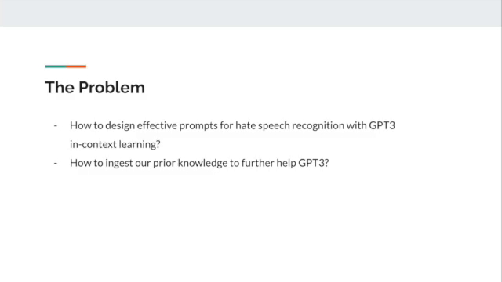Therefore, we will focus on two problems in this presentation. The first is how we can design effective prompts for hate speech recognition with GPT-3 in-context learning. The second problem is how we can ingest our prior knowledge to further help GPT-3 through the design of the prompt.